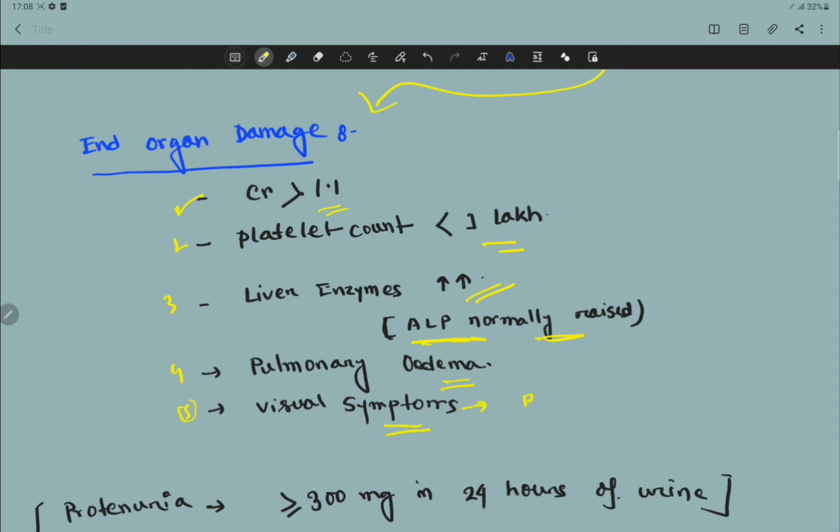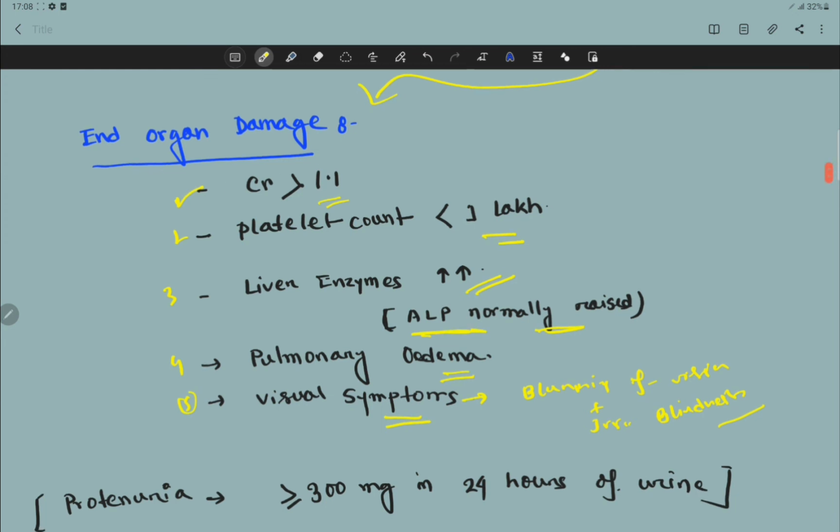And number 5, visual symptoms, like blurring of vision, irreversible blindness, then scotoma. If those are present, they are called end organ damage.